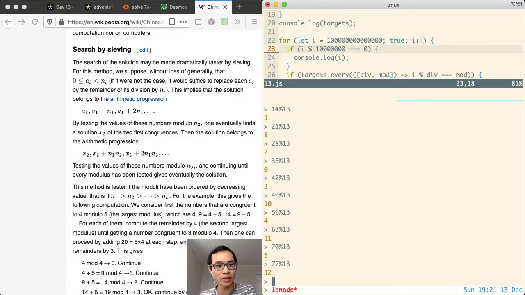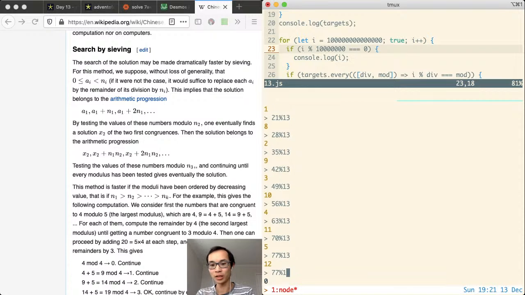77. So 77 is x2, right? x2 is 77. It's saying that if I start from 77 and I add n1 times n2, which is 13 and 7, 13 times 7 is 91, and then I can mod the next number on that. So I'm going to try it with 19 plus 12.